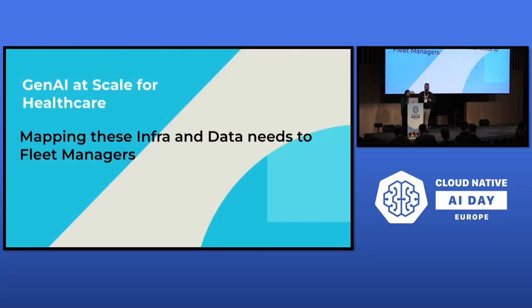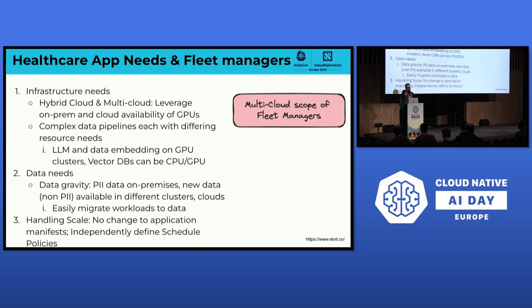Thank you, Chris. So we'll now map the infra and data needs that Chris outlined to fleet managers. With respect to infrastructure, we learned that hybrid cloud and multi-cloud become really critical, both for data gravity as well as for leveraging the availability of on-prem and cloud GPUs. Fleet managers, by definition, are multi-cluster and multi-cloud. This enables them to be a perfect match for deploying such a pipeline.